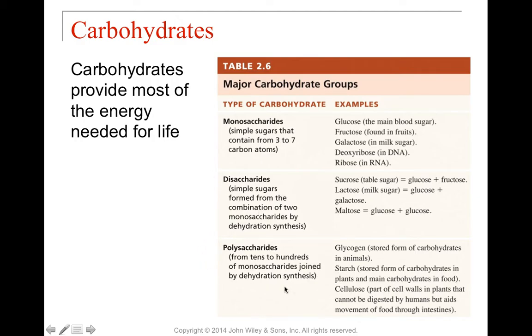And poly just means many. It can be anywhere from 10 to hundreds of them all stored together. A good example of this is glycogen or starch, and we'll talk about these a little bit later on as well. Glycogen is a stored form of carbohydrates found in animals, generally in the animal liver, for example, and starch is going to be found in plants. And surrounding this is going to have cellulose.